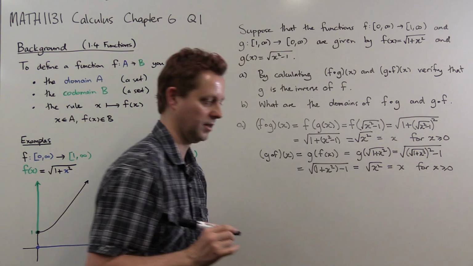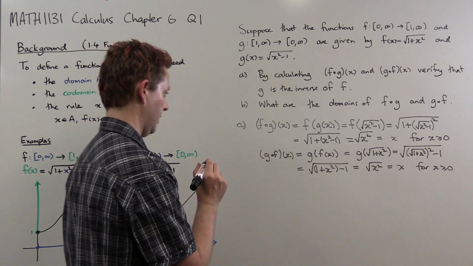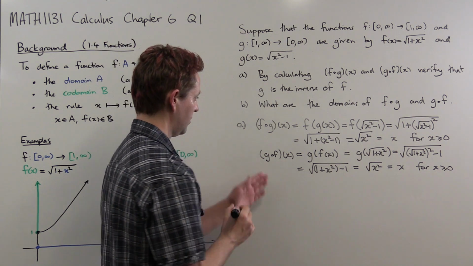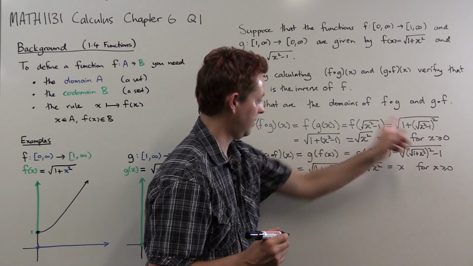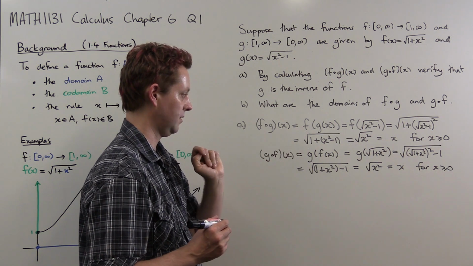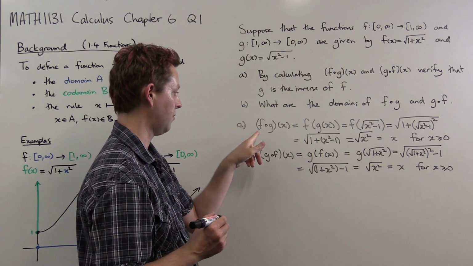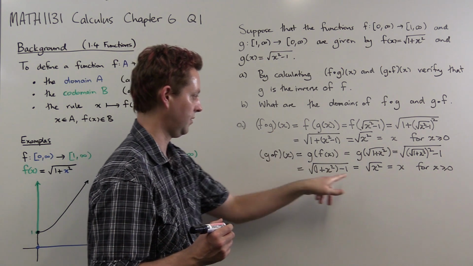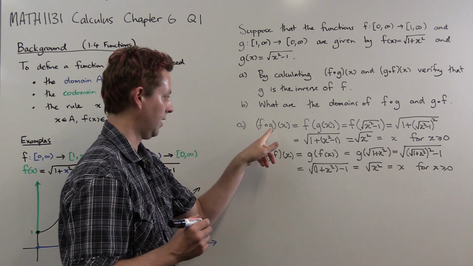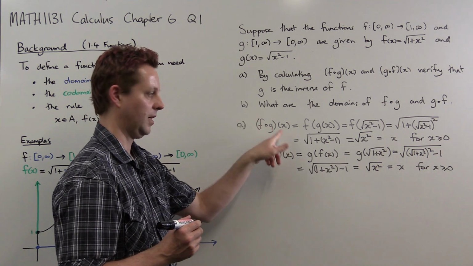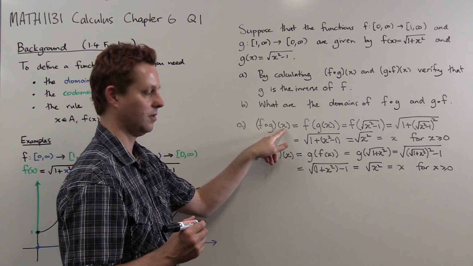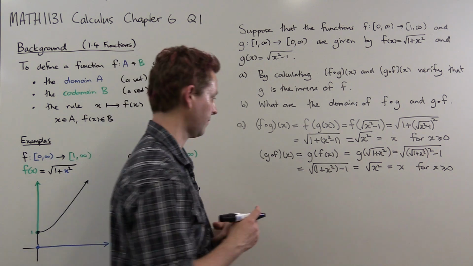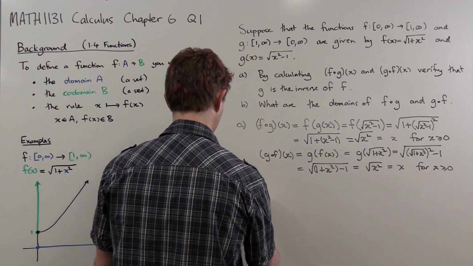We might just, again, like I said, come back to that after part B, because part B asks us about the domains of these functions. So, provided the value we're putting in here, x, is greater than or equal to 0, we've shown that both f of g of x and g of f of x are equal to x. In other words, applying g and then f gets you back where you started at x, or applying f and then g gets you back where you started.